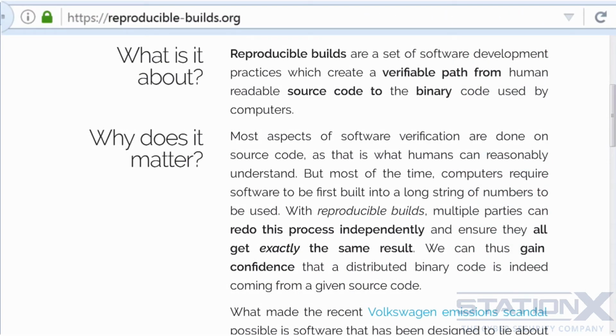Well, we have deterministic and reproducible builds that can help to detect backdoors. So a reproducible build. Reproducible builds are a set of software development practices which create a verifiable path from human-readable source code to binary code used by computers. So that means the source code that a binary is said to be compiled from is genuinely compiled from it. With reproducible builds, multiple parties redo builds independently and ensure they all get exactly the same result.